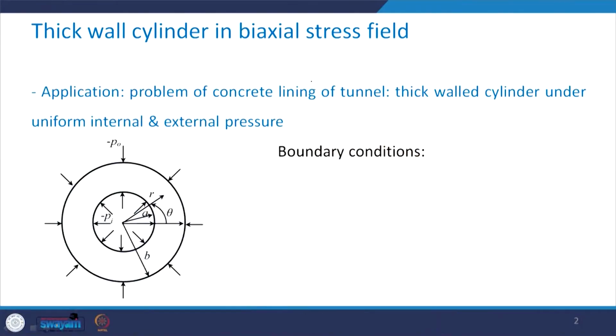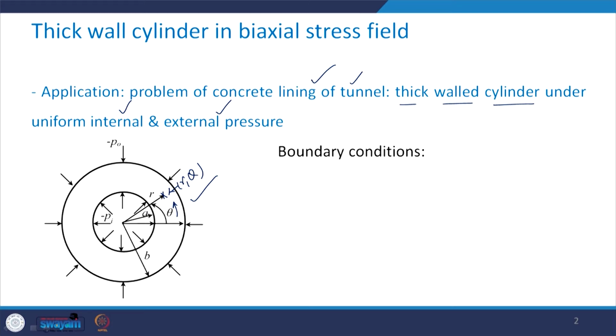As I mentioned, the application is in the problem of concrete lining of the tunnel, and to do this we consider a thick walled cylinder under uniform internal as well as external pressure. You can take a look at this figure where any point in the space can be represented by the coordinate r comma theta, as we have been discussing for the few earlier classes. Again here theta is measured from the horizontal direction in the anti-clockwise direction.